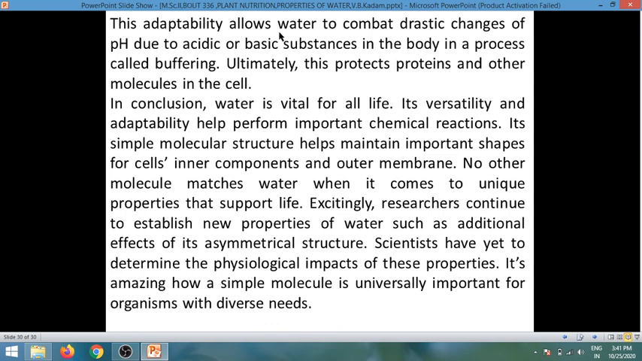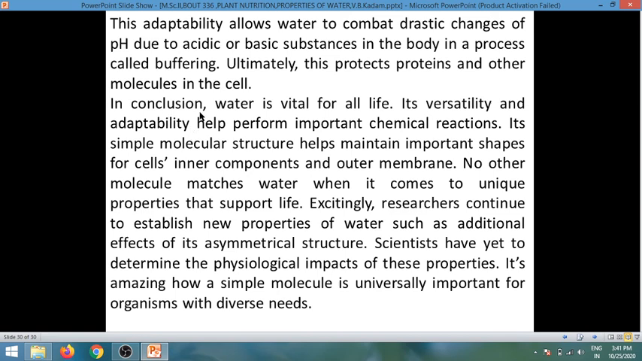This adaptability allows water to combat drastic changes of pH due to acidic or basic substances in the body in a process called buffering. Ultimately, this protects proteins and other molecules in the cell.